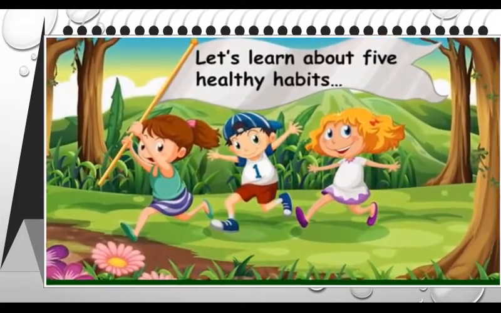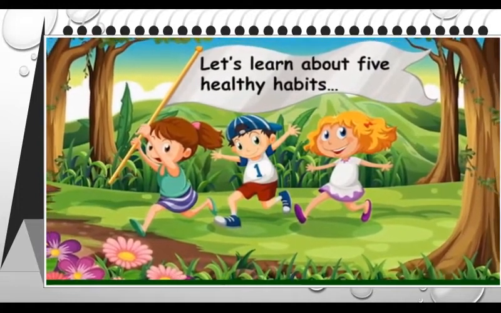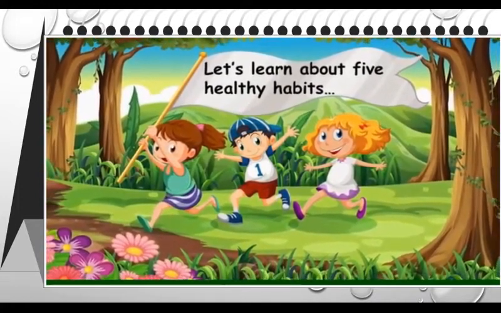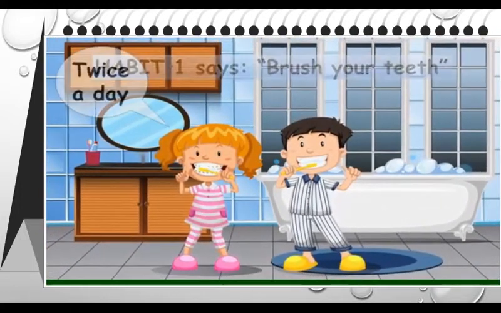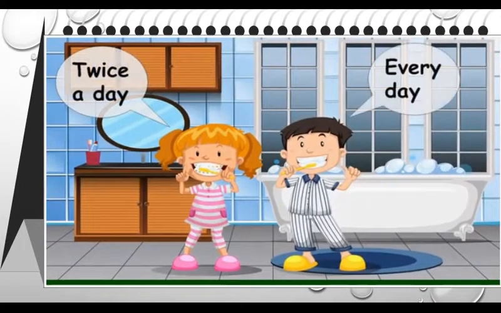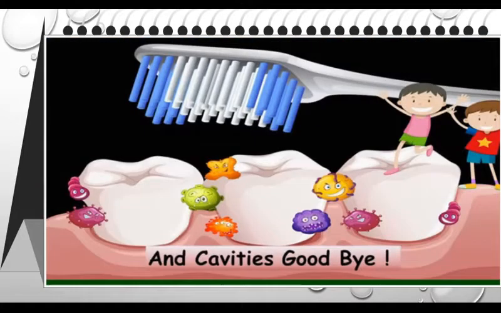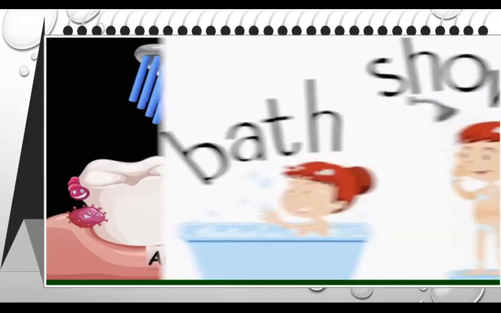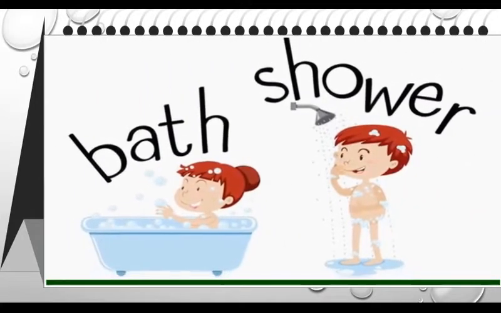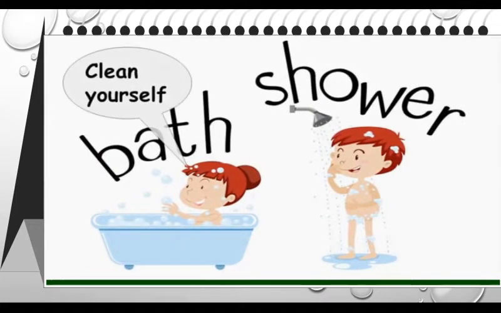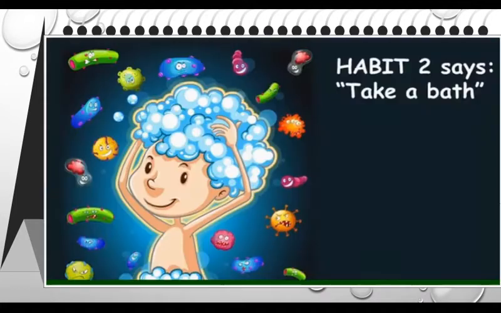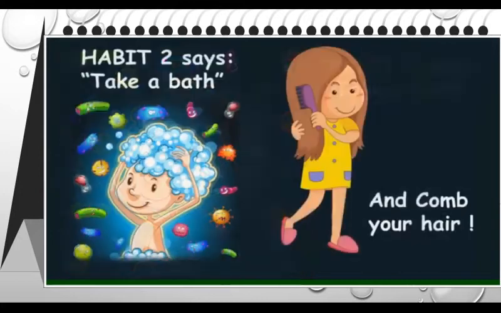Let's learn about 5 healthy habits. Habit 1 says brush your teeth twice a day, every day. Brush your teeth and cavities goodbye. Habit 2 says take a bath, clean yourself in every part. Take a bath and comb your hair.